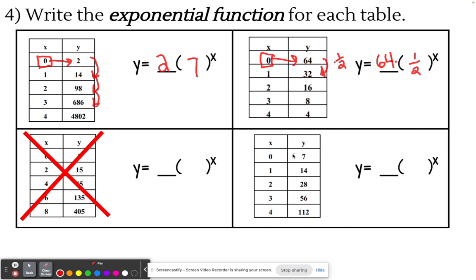Okay, how about this next one? Here's my starting point. That is at 7. And it looks a lot like times 2 times 2 times 2. So those aren't so bad.